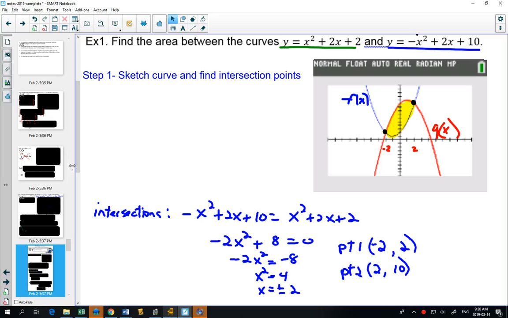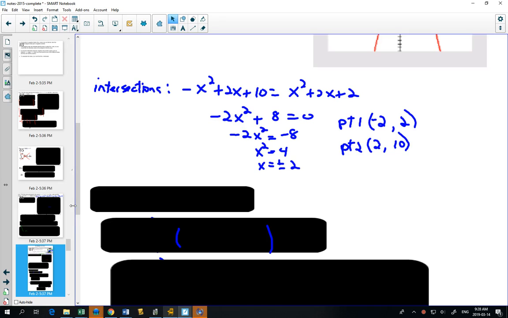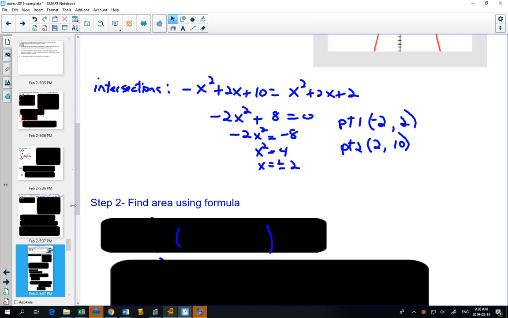And so now if we find the area under the curve for the red graph and subtract the area under the curve for the blue graph, we will get that highlighted yellow part of the area between the two curves. Right, so now we can find the area.